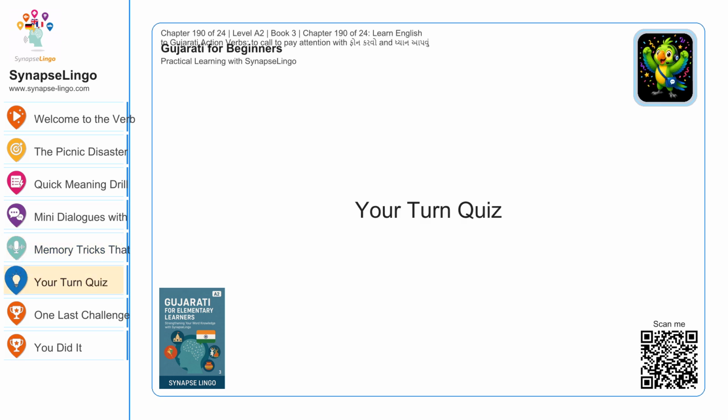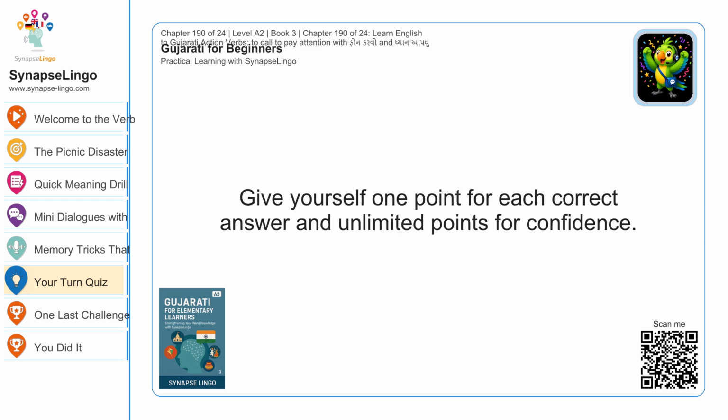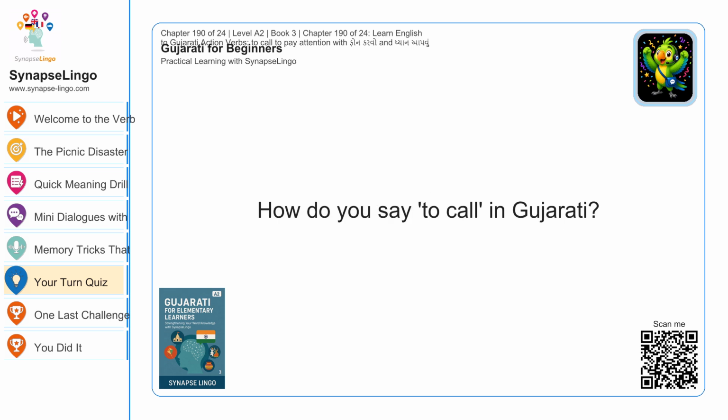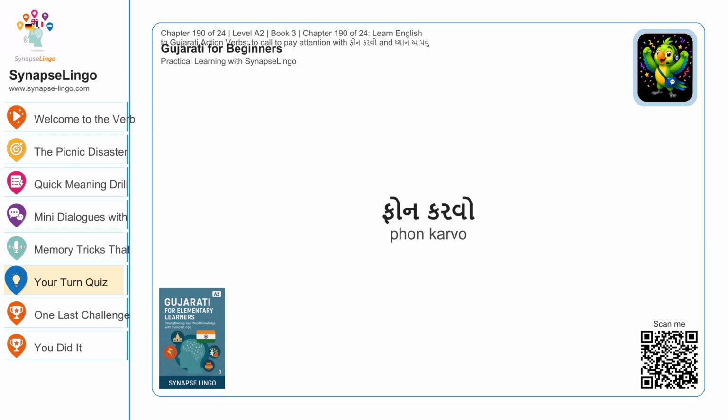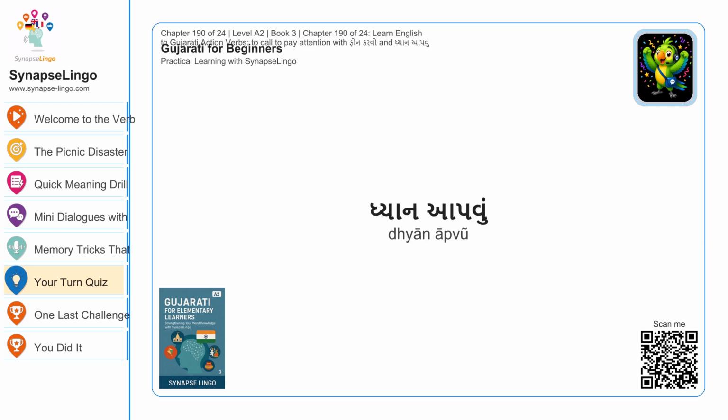Slightly scary, very effective. Your turn quiz. Okay, superstar, now I ask and you answer. Give yourself 1 point for each correct answer and unlimited points for confidence. How do you say to call in Gujarati? phone karvo. How do you say call back? પાછો phone karvo. How do you say bring along? લઈ આવવું. How do you say join in? ભાગ લેવો. How do you say come along? સાથે આવવું. How do you say invite? આમંત્રિત કરવું. How do you say try out? અજમાવવું. How do you say pay attention? ધ્યાન આપવું.